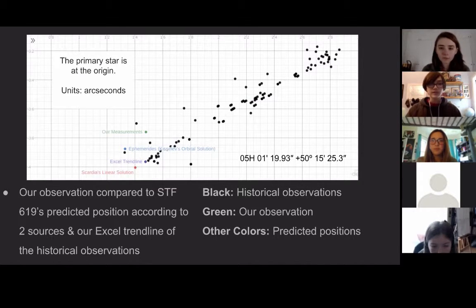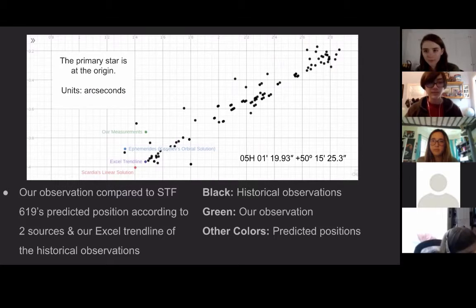The Ephemeris predictions of the double star's position, based on Kisselev's orbital solution, are plotted on the graph in blue. This prediction is quite different from the point predicted by Scardia's linear solution. The green point is our measurement, which is calculated to be 0.26 arcseconds away from Scardia's linear solution and only 0.19 arcseconds away from the Ephemeris. However, Scardia's prediction is significantly closer to the linear trend line we found of the data using Microsoft Excel.